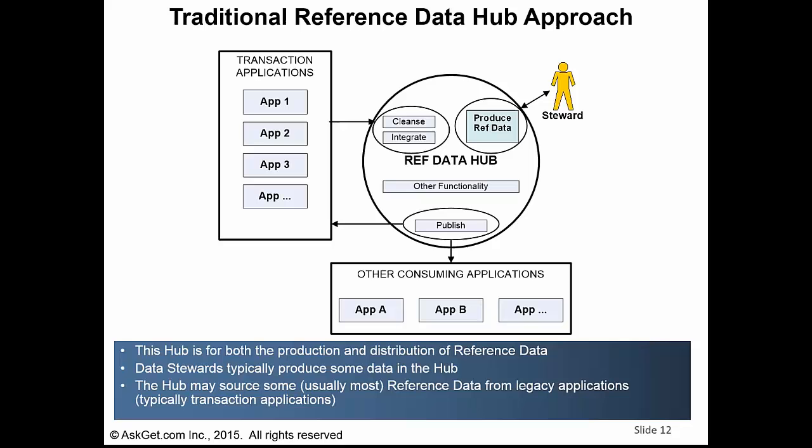Now I'd like to say a little bit about the technical environments. Traditional reference data hubs have worked based on the idea of gathering reference data from transaction applications, cleansing it and integrating it, and maybe having data stewards produce reference data inside the hub. The hub will then distribute the reference data to consuming applications. So the hub is, as it were, used for both the production of reference data and the distribution of reference data.